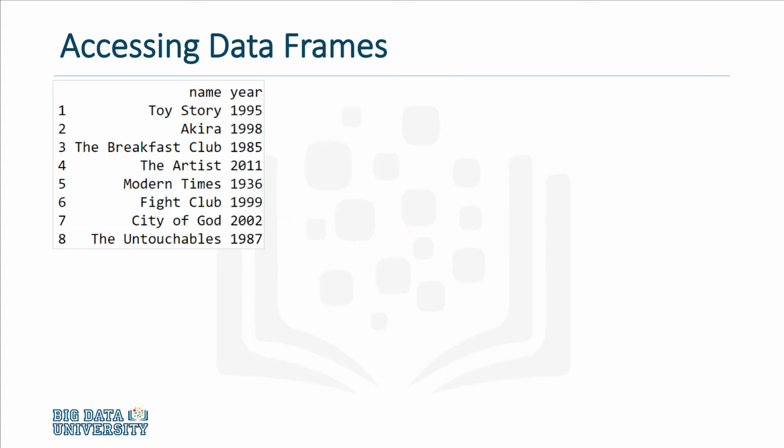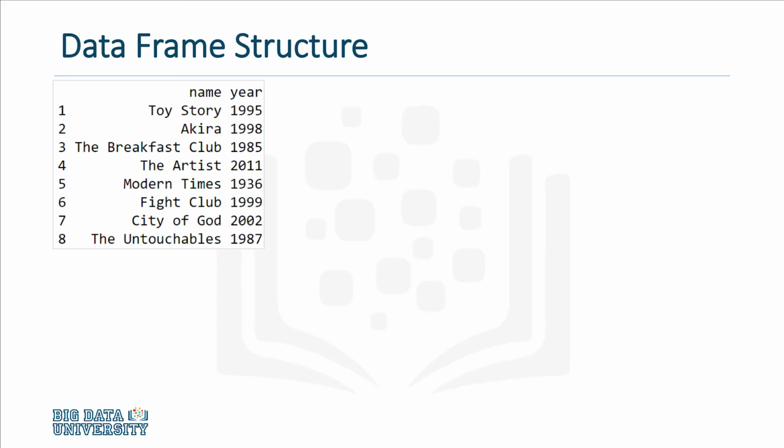Individual elements can be accessed as well, rather than entire columns. So for example, say we wanted to access the element in row 1, column 2. All we need to do is write the row and column numbers inside the square brackets, like so. And as you can see, we get the desired output.